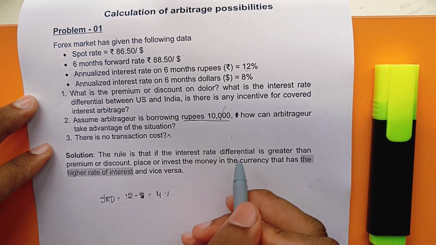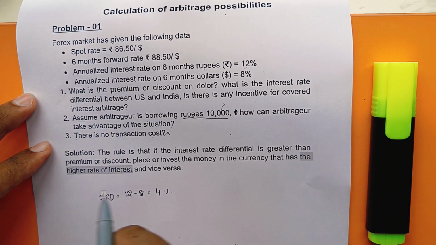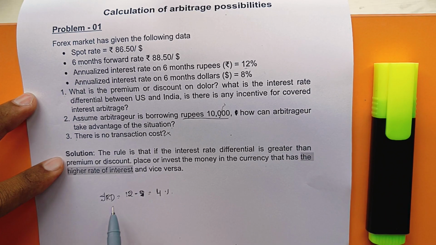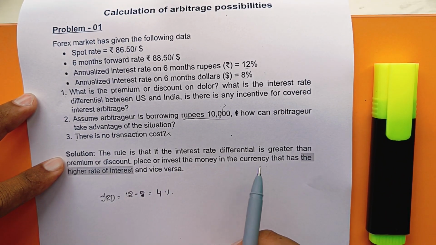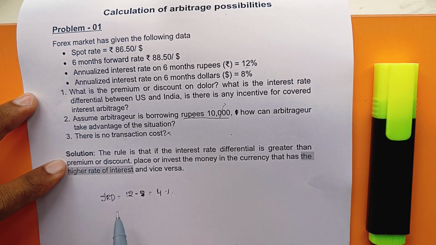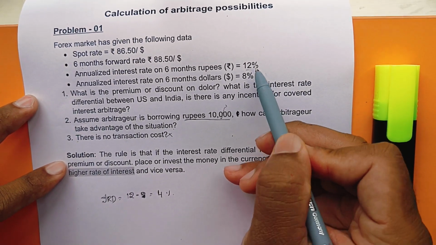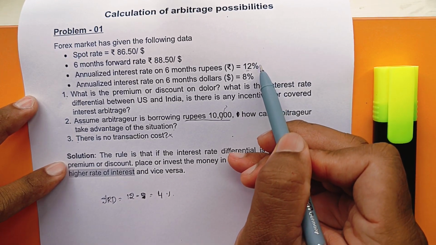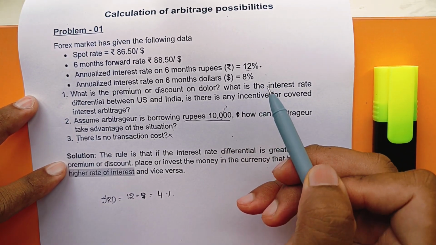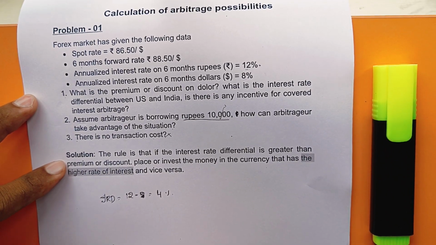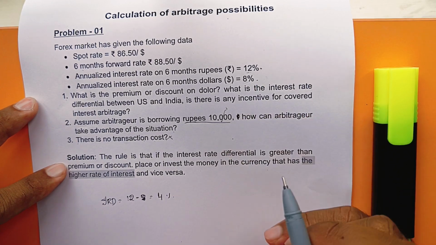The rule is that if the interest rate differential, that is this 4%, is greater than premium or discount, which we are going to find out now, then what do we need to do? We need to invest the money in the currency that has a higher rate of interest. If the interest rate differential is greater, we invest wherever the interest rate is high. Here India is high, so we need to invest here. Take for example, if the interest rate differential is less and premium or discount is more, we need to invest in the lower interest rate.